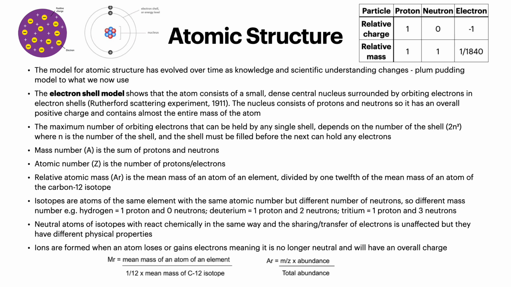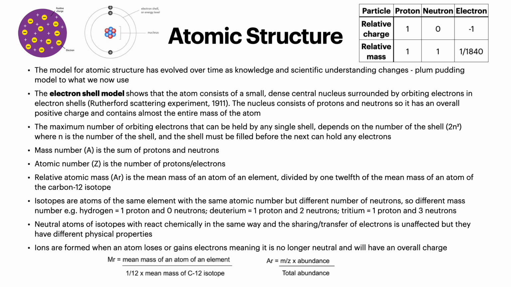You've got the nucleus, which contains the protons and neutrons, and then the electrons in the energy shells. This is known as the electron shell model, which shows the atom consisting of a small, dense central nucleus surrounded by orbiting electrons in the electron shell. This was developed from the Rutherford scattering experiment in 1911. The nucleus consists of protons and neutrons, so it has an overall positive charge and contains almost the entire mass of the atom. As you can see in the little table in the top right, this looks at the relative charge and relative mass of each of these subatomic particles.